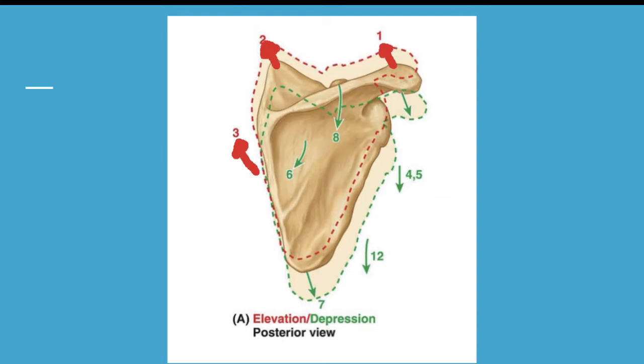I represented elevation by the red arrows. As you can see, the scapula is moving superior with respect to its original position, and the green arrows show the scapula moving downward from its original position, and this is depression.